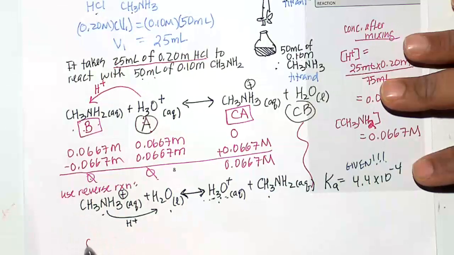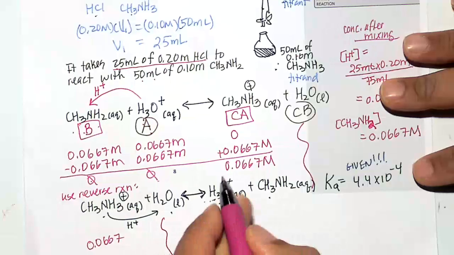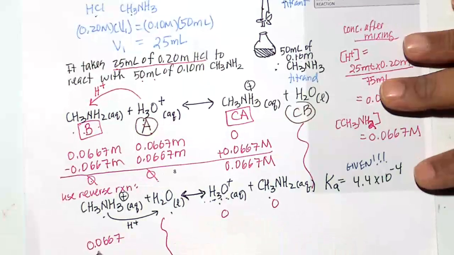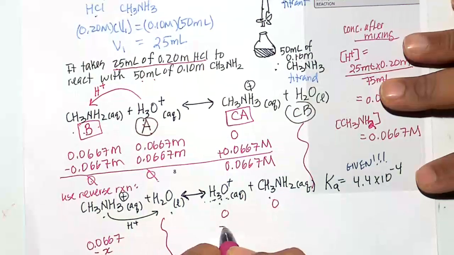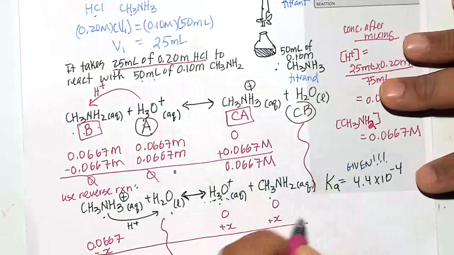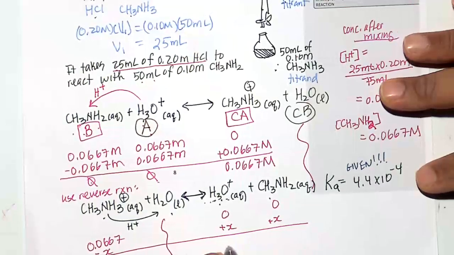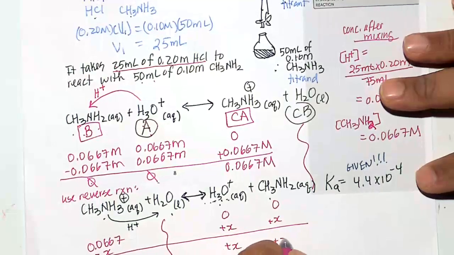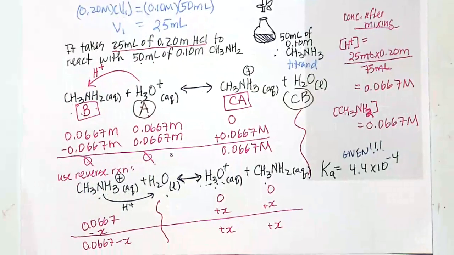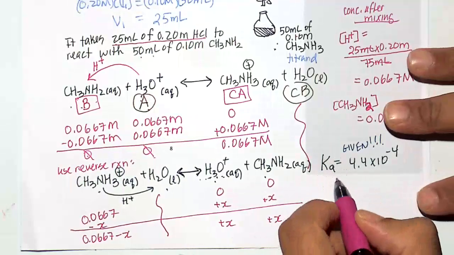Alright, so this CH3NH3 plus is 0.0667. Okay, we don't care about water. This is 0, this is 0. Minus x, plus x, plus x. So 0.0667 minus x, plus x, and then plus x. Okay, so we're using the reverse reaction and then doing this type of ICE table.